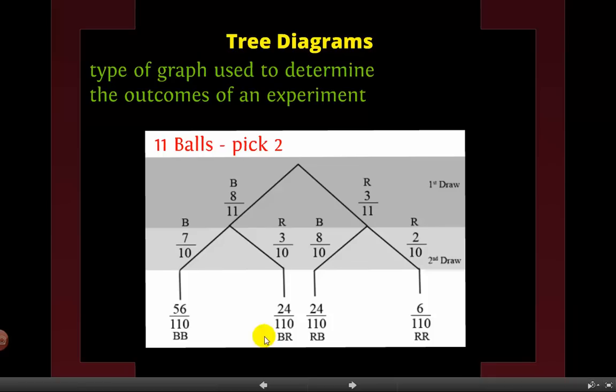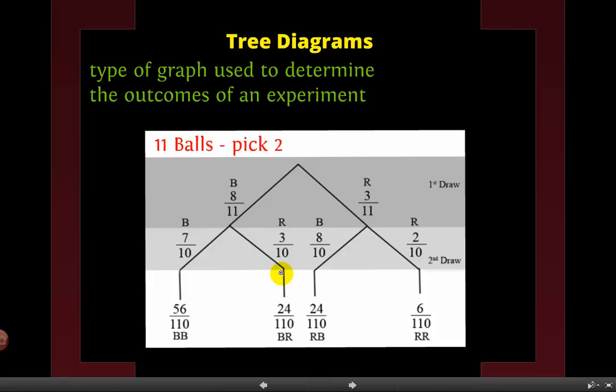Now, this is a specific order, but if I want to find the probability of getting 1 red ball and 1 blue ball, I would have to add these two together because that's what happens in here. I have 1 red ball and 1 blue ball, so I would have 48 out of 110.